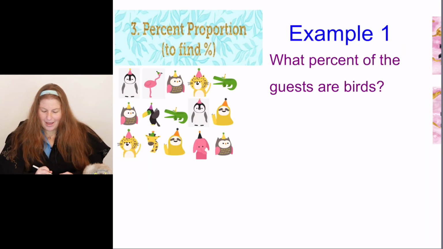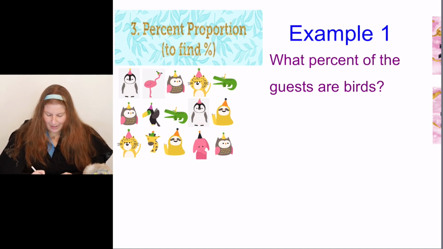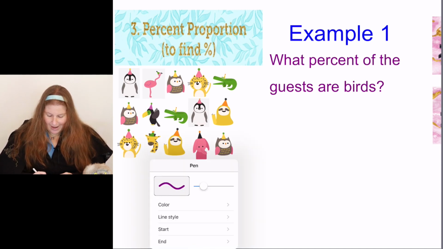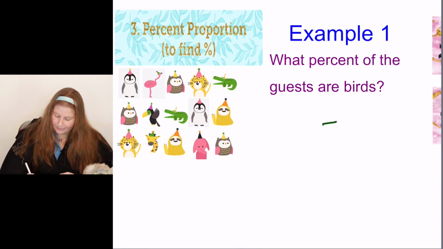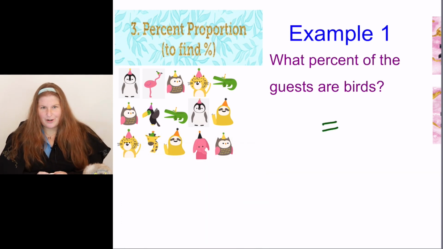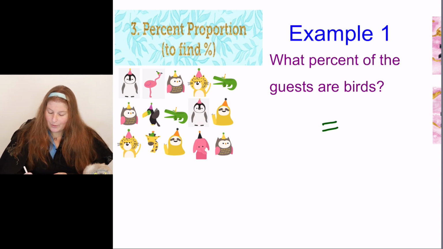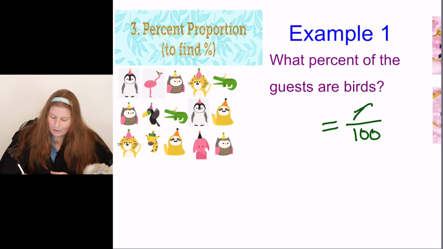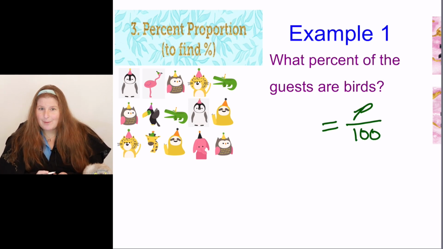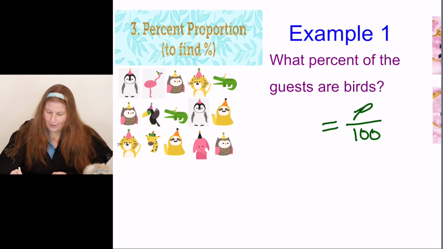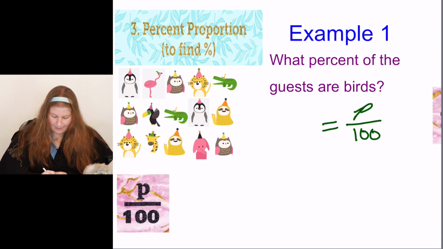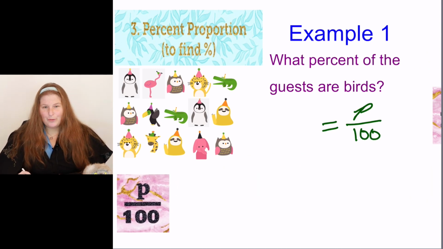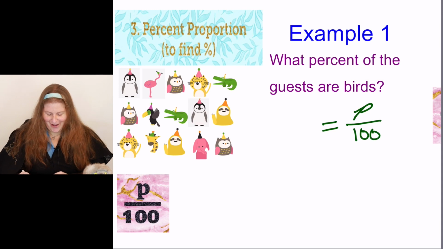Ooh, party time. This question says, what percent of the guests are birds? Great question. So the first thing that I always have to do is write an equal sign to write a percent proportion equation. On one side, I know it's going to be parts out of 100, but I don't know how many parts because I'm missing the percent. So I'm going to write the variable p to show that that's what I'm solving for. So on one side of the equation, I get p out of 100. It doesn't matter which side you put the fraction p over 100 on.